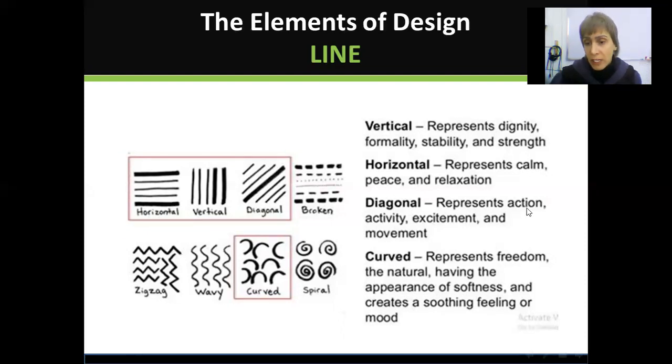Diagonal lines in general can represent action, activity, excitement, movement. It makes us feel something is moving, okay? Curved lines represent freedom, a little bit of a natural effect, having the appearance of softness, okay? It's different than if you have this kind of line, okay? This, and it's different than if you have this kind of line. It is softer. It is more natural looking. So it gives us a different kind of impression, a different feeling psychologically, okay?